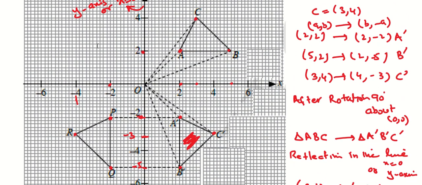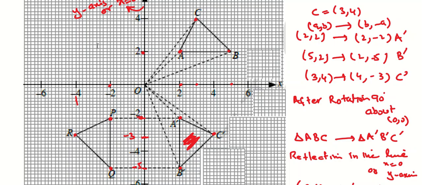PQR is the resulting triangle, the image of triangle ABC after successive transformations. We get another triangle, which is triangle PQR, after rotation and reflection.